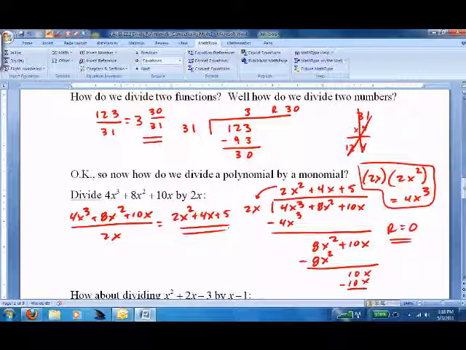When there's no remainder, it looks real nice. Usually there's going to be a remainder. You knew it. You know things are never going to be easy in math class.